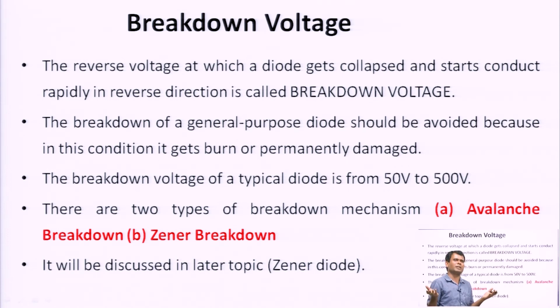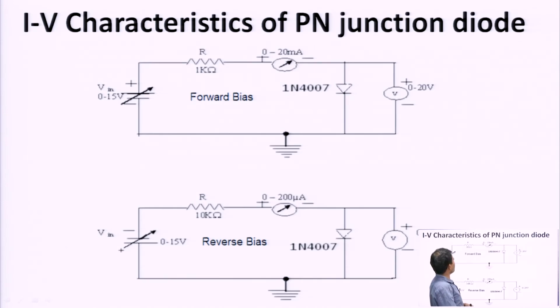There are two types of breakdown, which I will discuss in the next topic when I discuss the Zener diode: avalanche breakdown and Zener breakdown. I will discuss them in a later topic. Now, the VI characteristics of the p-n junction diode. This is the experimental setup of the p-n junction diode.